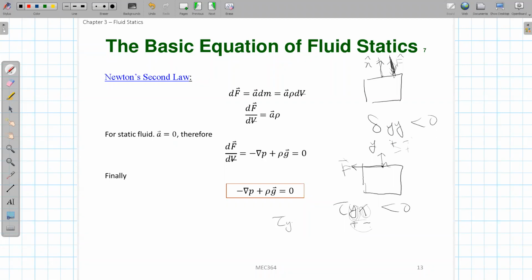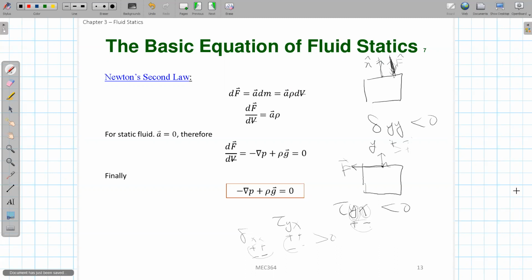But if you have this tau yx delta xx something, if both these two signs, either plus or minus, are the same sign, then it is larger than 0. You understand what I'm talking? Yeah, I understand what you're saying.